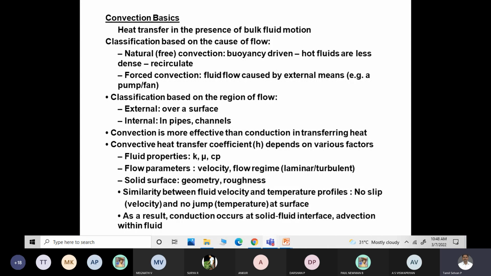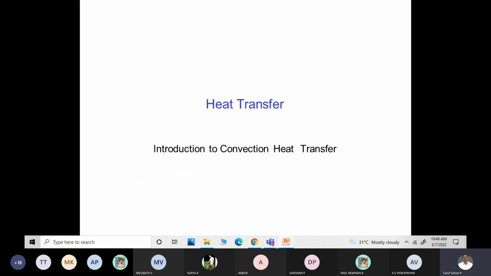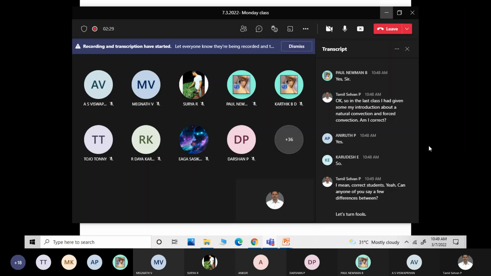So in the last class, I gave some introduction about natural convection and forced convection. Am I correct, students? Can anyone of you say a few differences between natural and forced convection? What is the difference between natural and forced convection?